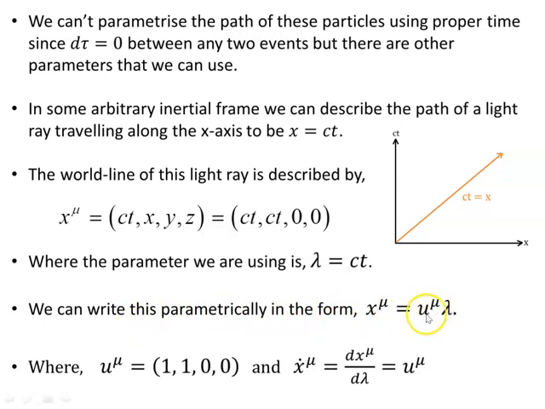These u mu are the components of a constant tangent vector, which is the four-velocity. So here u mu has components 1, 1, 0, 0. x dot mu, which is dx mu d lambda, equals u mu. So that's how we go from the position four-vector to this vector u. It's the derivative of these components that gives us this constant vector here.